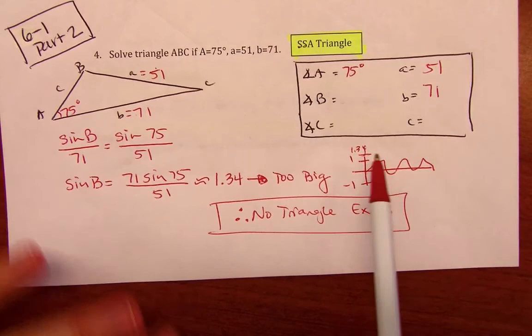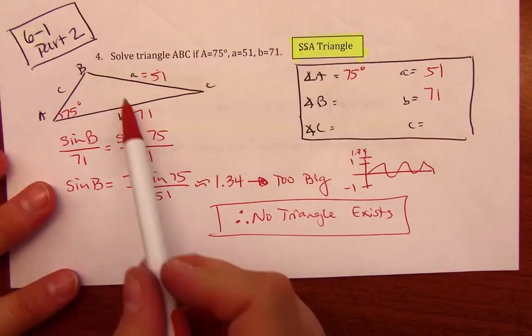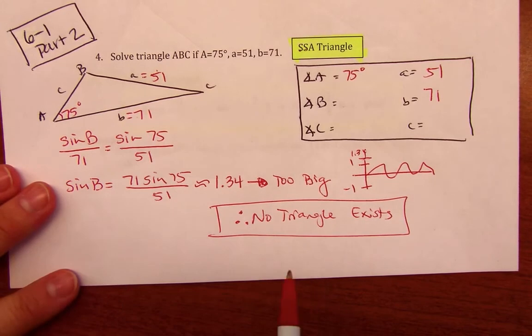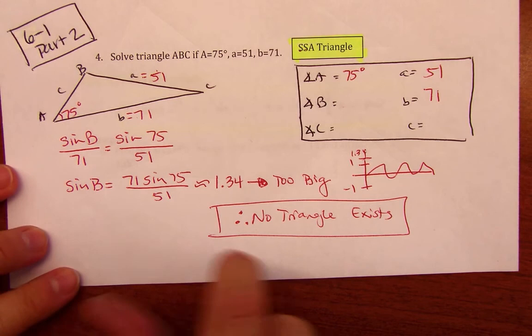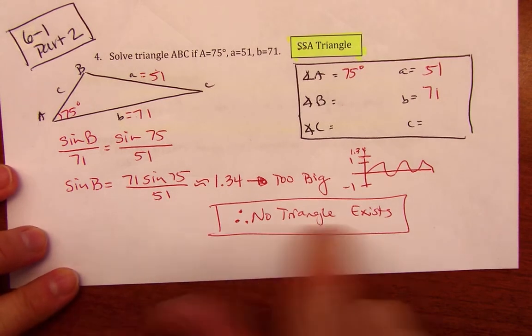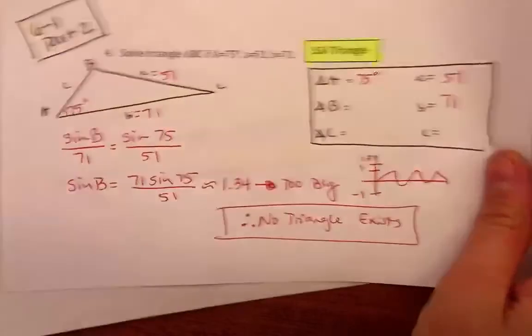Now notice for this example, I still have all my work, I'm still showing all of this, because when I started this problem, I didn't know that this would happen. So on your homework or on a test or anything like that, if you have this situation, I shouldn't just see this, I should still see some work here, okay? So let's go on to our next example.